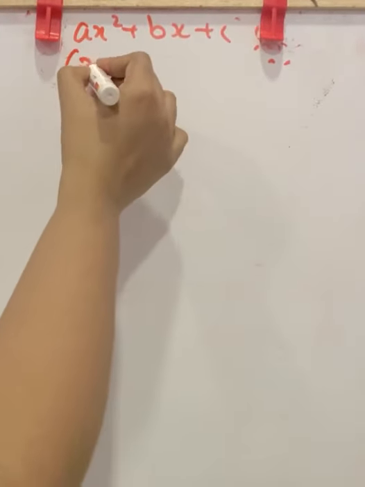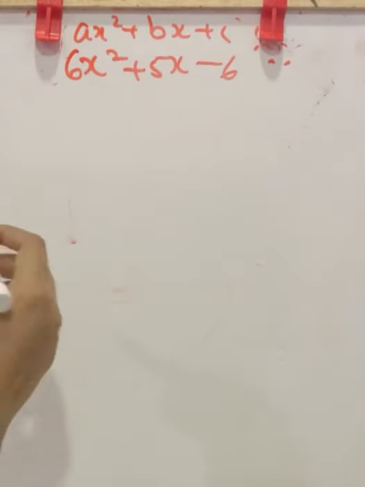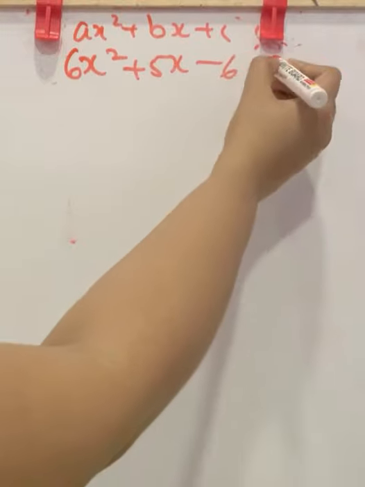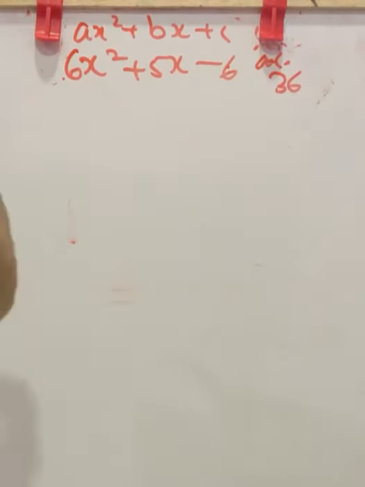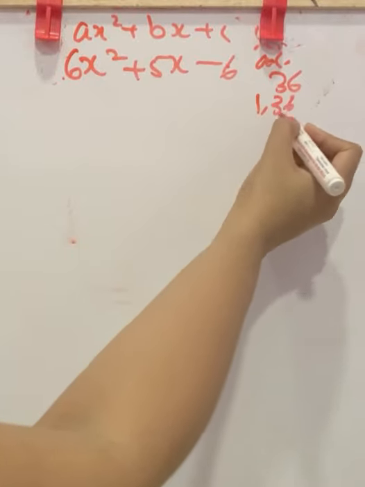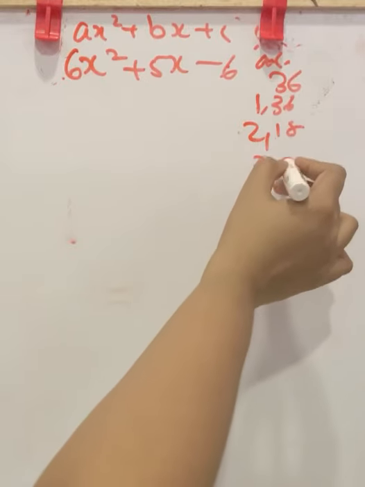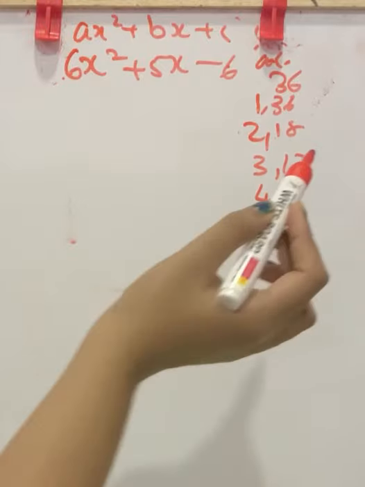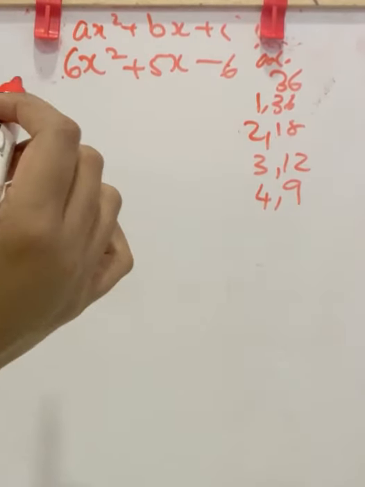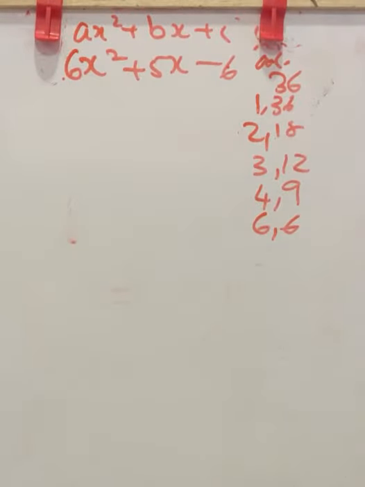Next is 6x square plus 5x minus 6. Here a into c, AC is 6 6s are 36. Now the combinations are 1 into 36 is 36, 2 into 18, then 3 into 12, then 4 into 9. These are all combinations of 36. Also 6 6s are 36. Now check, we need 5, that is the middle term.